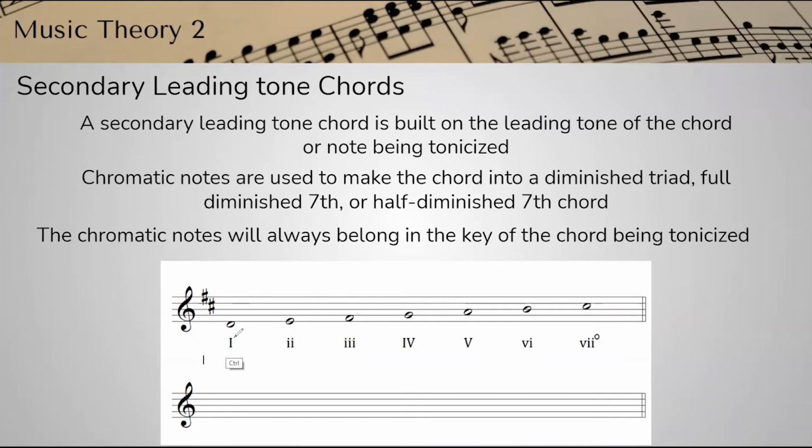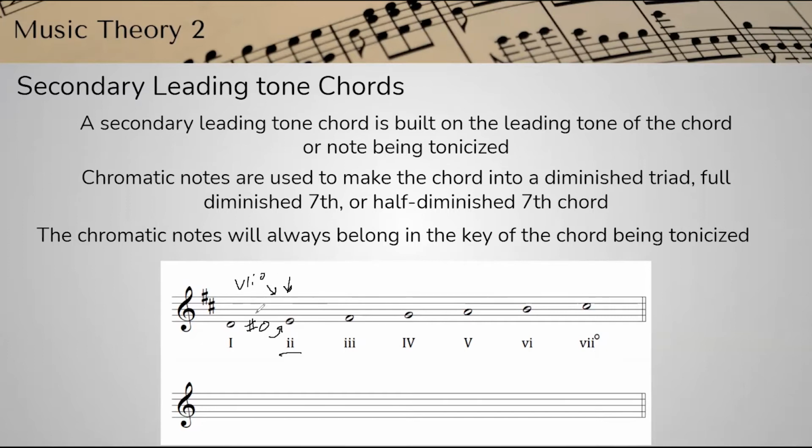We can tonicize any of these notes in the key of D major, and this time we're going to do it using a leading tone chord. So the first thing you have to figure out is what the leading tone is of the note you're trying to tonicize. So let's say we're going to try to tonicize the E. We're tonicizing the 2 chord. So if we want to build the 7 that leads to E, the leading tone chord that leads to E, we need to build that chord on a D sharp, because D sharp is the leading tone of the key of E.